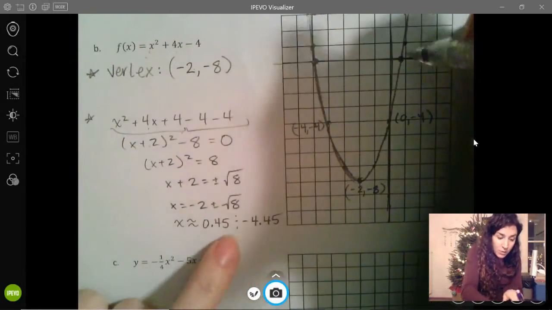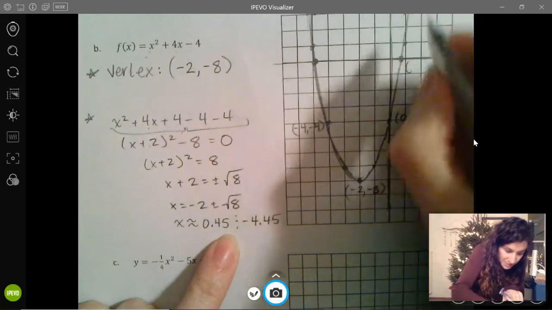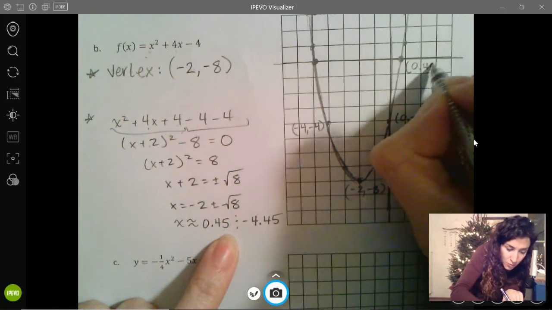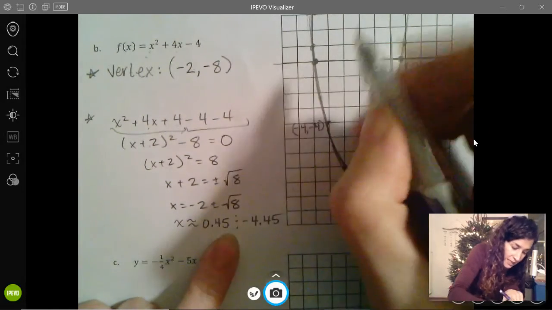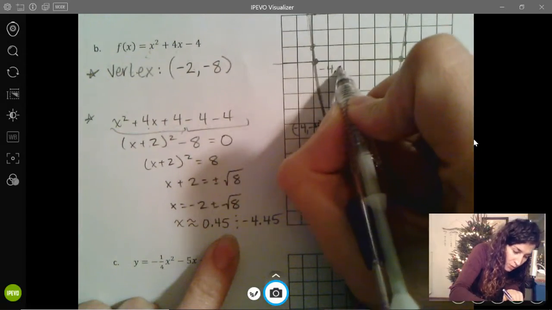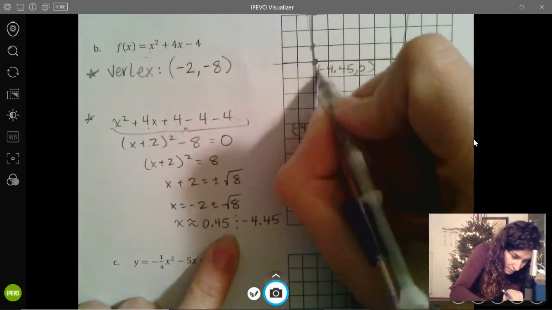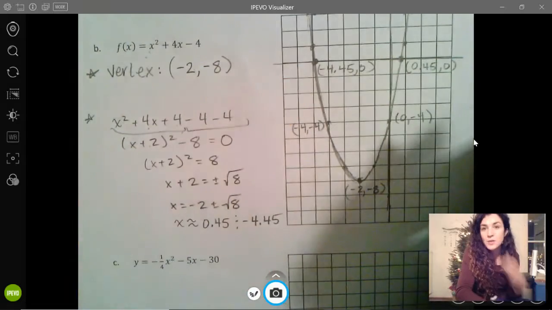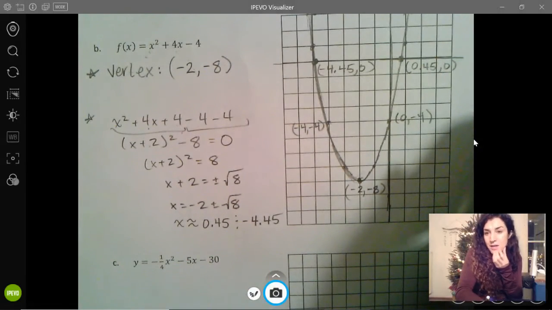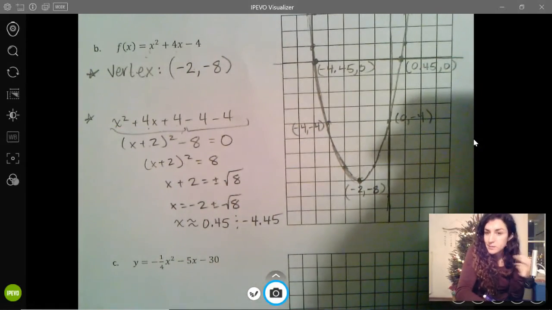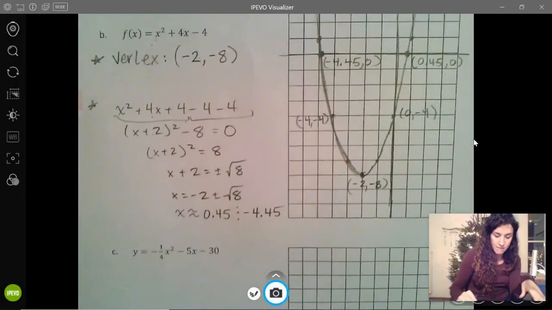And we can look at what we graphed, and that looks about right. This is 0.45, 0, and then this is -4.45, 0. So those are those values there. Okay, so let's continue to practice this. We have one more to go.